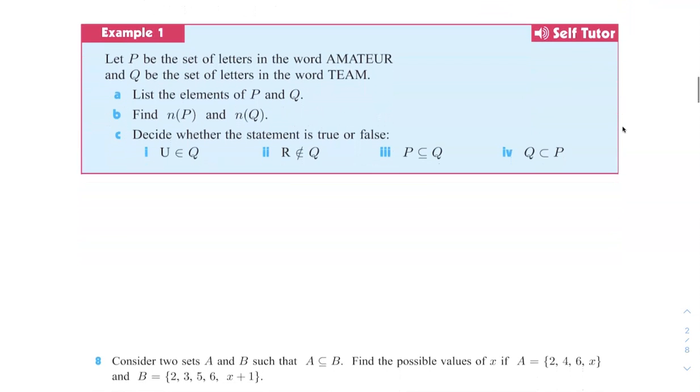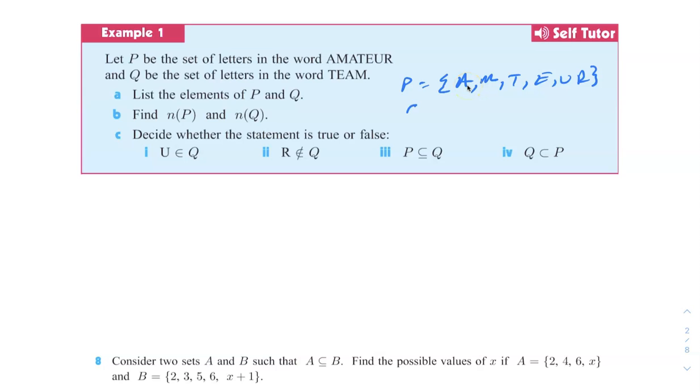So let's see. Example 1. Let P be the set of letters in the word amateur. Let Q be the set of letters in the word team. List the elements of P and Q. So P would be the elements A, M, T, E, U, and R. You don't rewrite the same letter twice because it's already collected. There happen to be 2 A's, but you only write it once in the set.